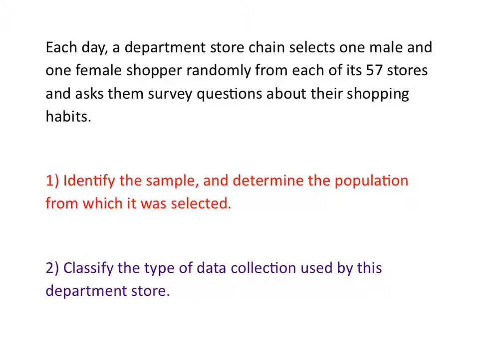Each day, a department store chain selects one male and one female shopper randomly from each of its 57 stores and asks them survey questions about their shopping habits. I have highlighted a few important pieces of information that we may need to look at down below. Question 1 says identify the sample and determine the population from which it was selected. Well, the sample that was chosen was one male and one female shopper from each of its 57 stores. So we have for our sample 57 females and 57 males because, again, there's one female and one male selected from each of the 57 stores.